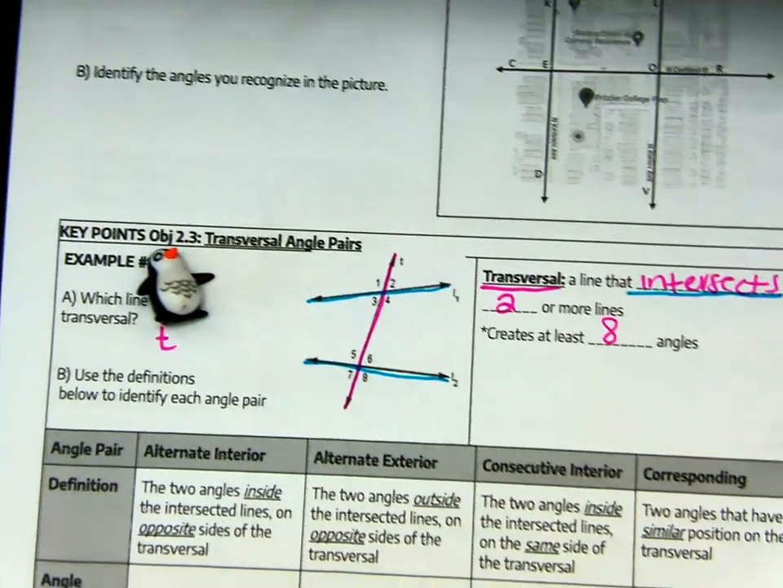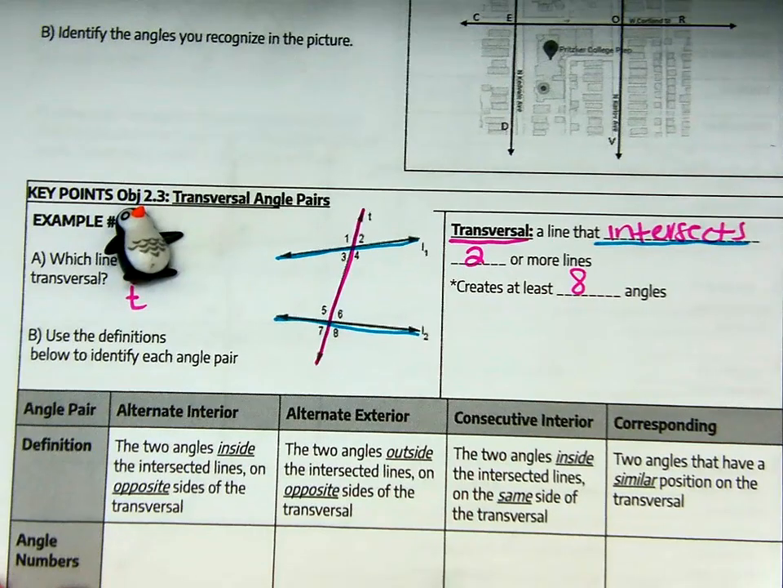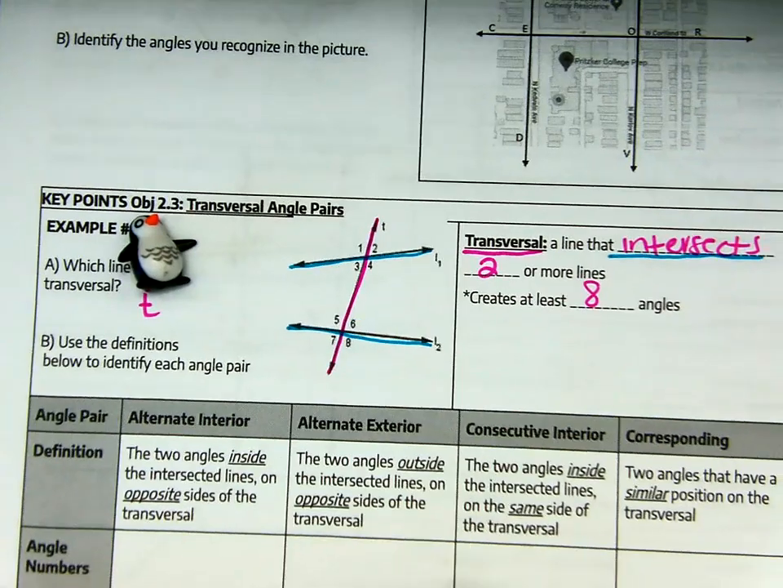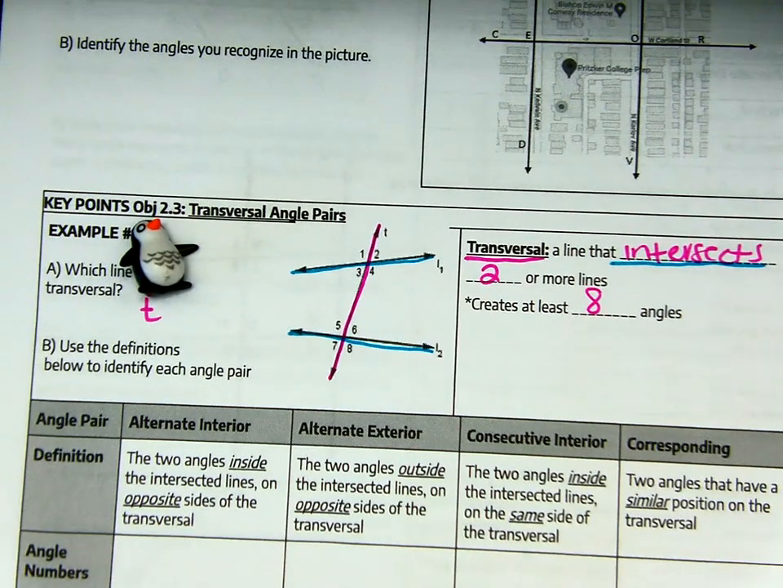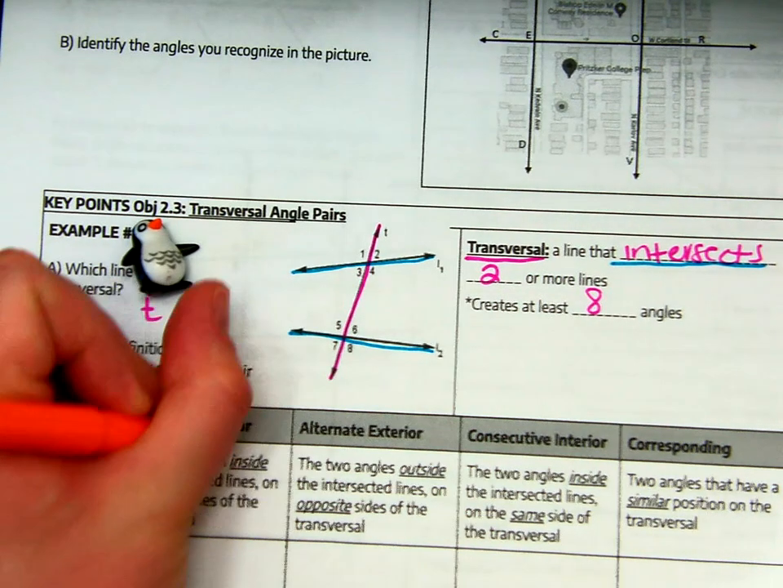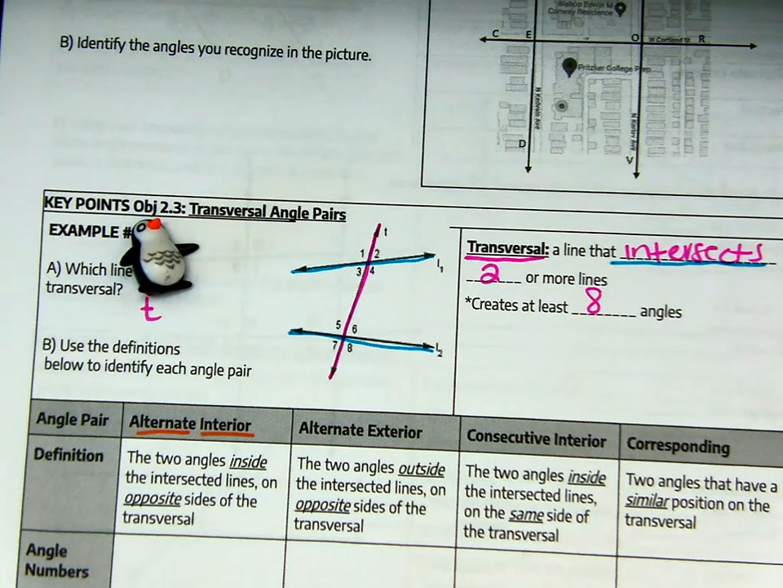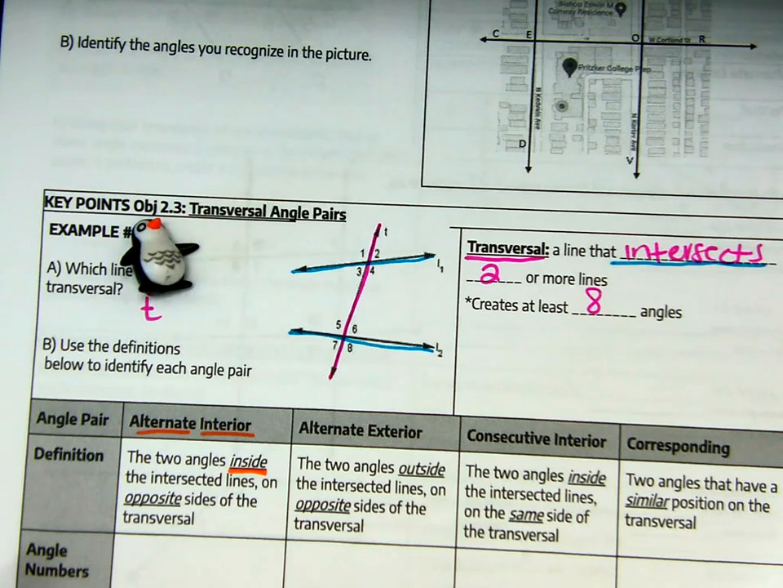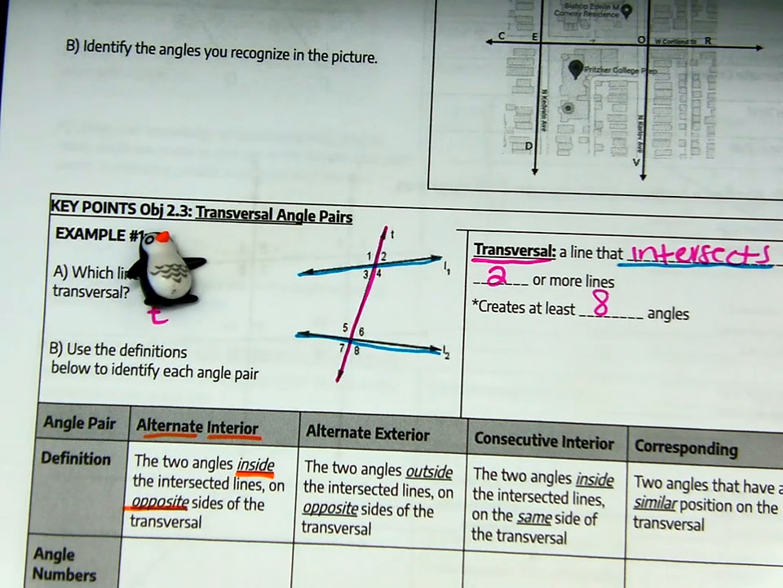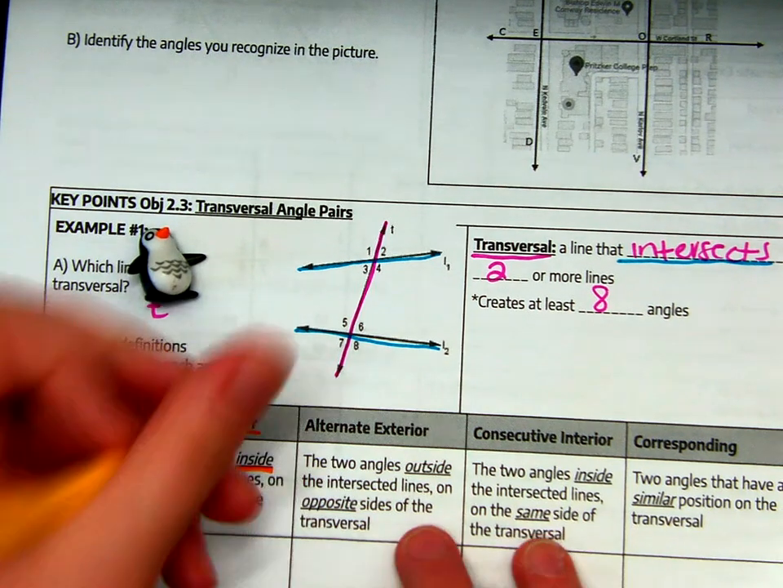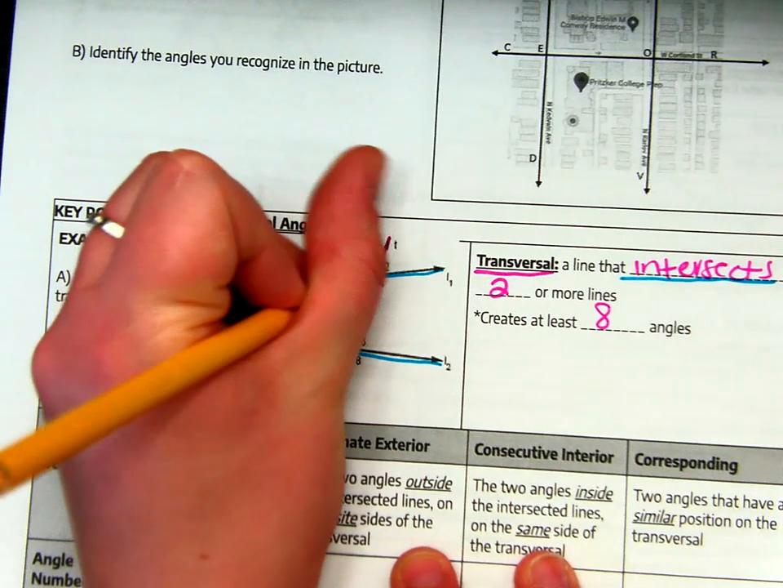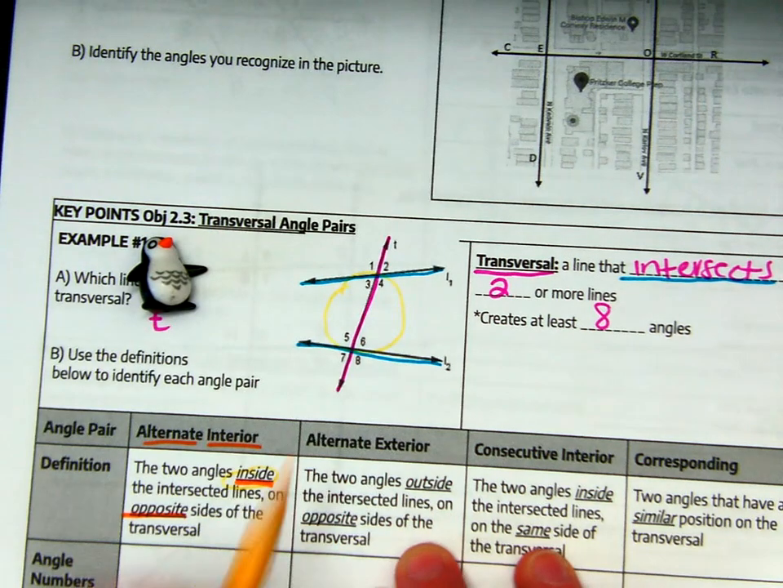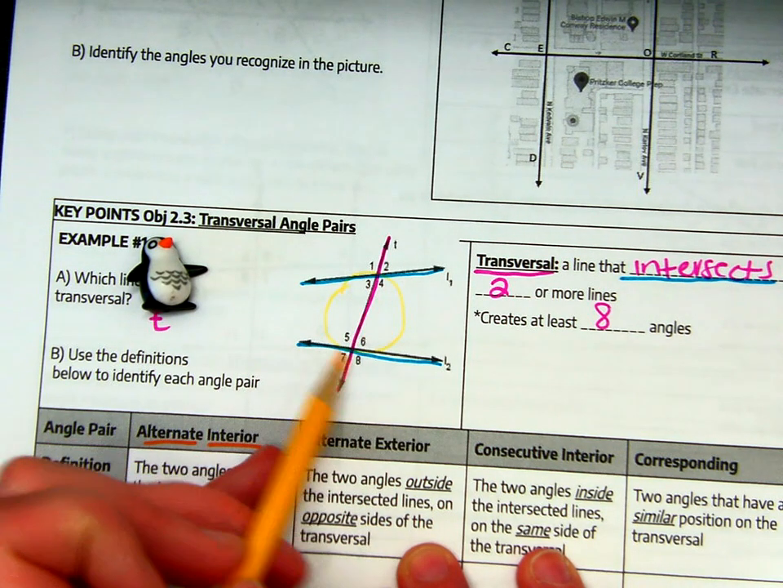With this picture, there are 4 new types of angles, and we're going to talk about them. There are angles called alternate interior angles. Those are two angles that are inside the intersected lines on opposite sides of the transversal. When I say the intersected lines, the lines are my intersected lines. So we're talking about angles 3, 4, 5, and 6.